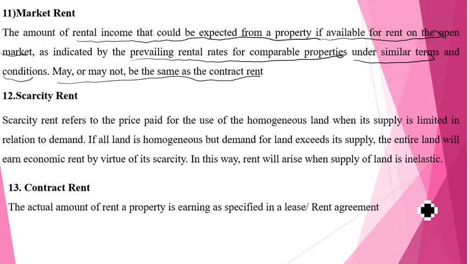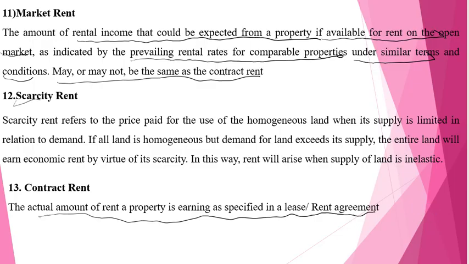Contract rent is basically the actual amount of rent the property is earning as specified in a lease or rent agreement. It is the rent agreed between the tenant and the landlord, or the lessee and the lessor. So market rent may be higher or lower than the contract rent.